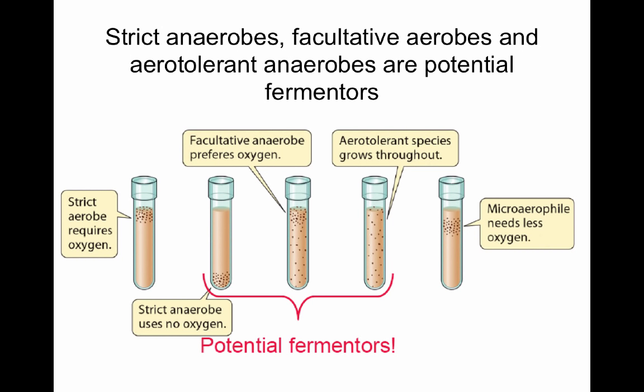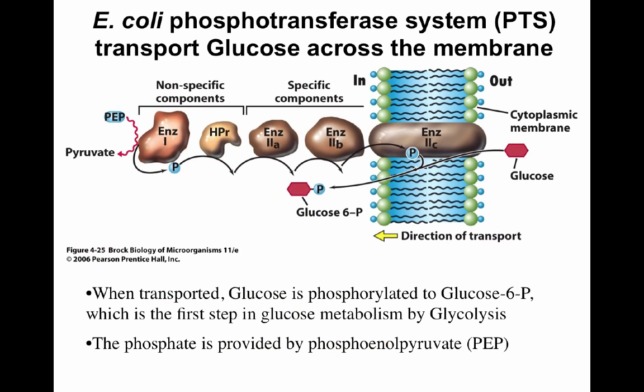So usually, when you look at microorganisms in culture, those which are growing away from oxygen, like the strict anaerobes, are most likely going to grow by fermentation. Facultative anaerobes are going to ferment in the absence of oxygen, and aerotolerant anaerobes are going to be fermenting all the time, even in the presence of oxygen. So all those microorganisms are potential fermenters.